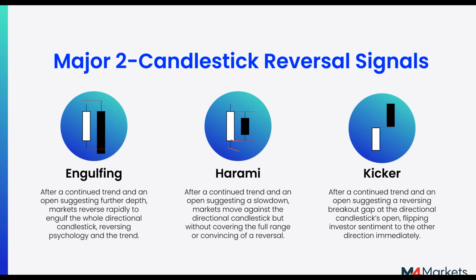It's covered, or engulfed, let's say, by its preceding candlestick, whereas this is the other case over here. So imagine this opposite, and it is important that we actually don't go above or beyond or below the body of the preceding candlestick, because this is what enhances the accuracy of the pattern. And of course, the kicker, it can be after a continuing trend and has an open suggesting a reversing breakout gap, as you can see, at the directional candlestick's open, which is over here, right?